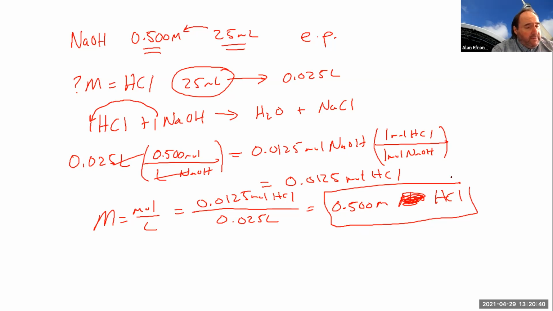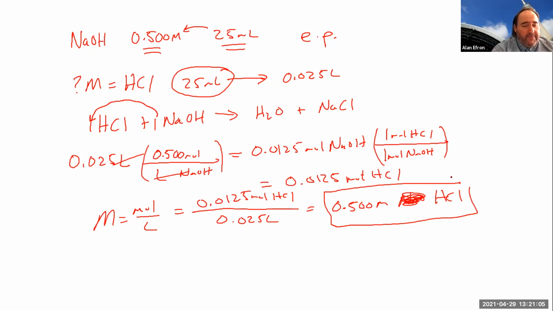We use the equivalence point volume and the molarity of the sodium hydroxide, which we know, to figure out how many moles of sodium hydroxide. Again, using stoichiometry from the balanced equation allows us to figure out the moles of the HCl, and then the molarity because we know the volume. Question on that calculation there?